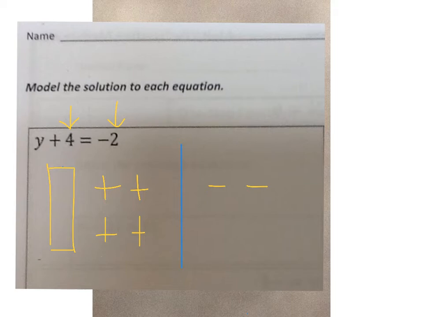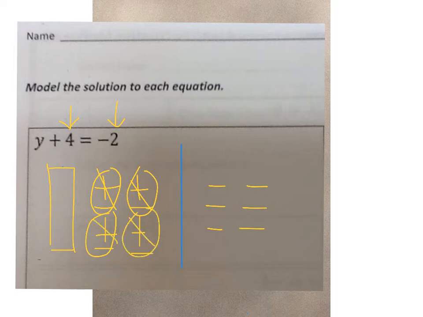So now we have to get the variable by itself, and to do that we have to get rid of the positive 4. So the opposite of adding 4 is subtracting 4. So we're going to put 4 minuses here, and if we put 4 on the left side, then we have to put 4 on the right side. 1, 2, 3, 4. On the left-hand side, these are 0 pairs, so they cancel out. These are 0 pairs, they cancel out.